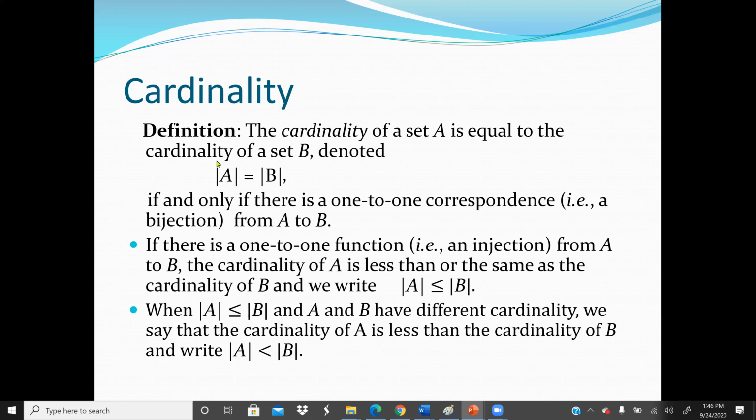So if A is the same as B and we said their cardinality is the same, we should have, by injection, every element in A generates every element in B. If we go the other way from B to A, every element in B also corresponds to every element in A. If not, then we may have an injection from A to B, which means A can be less than B. Possibly equal, but mostly less.